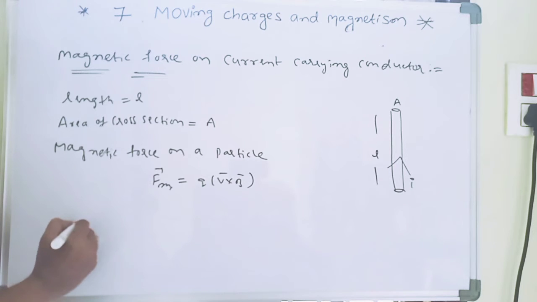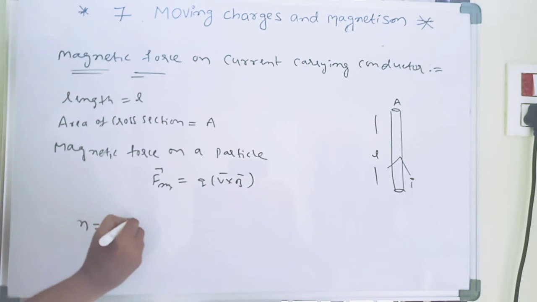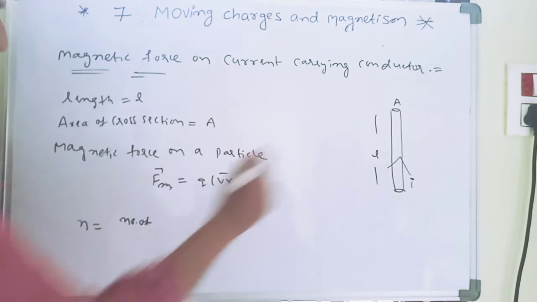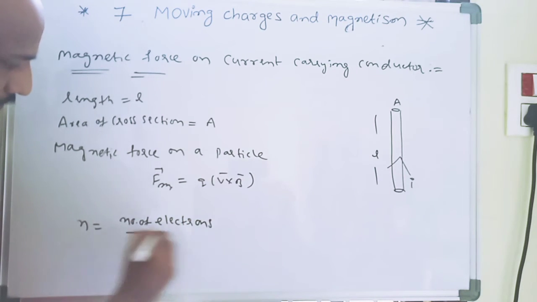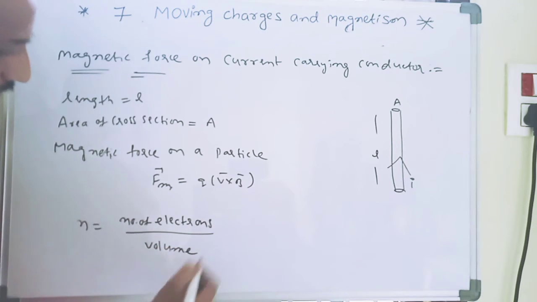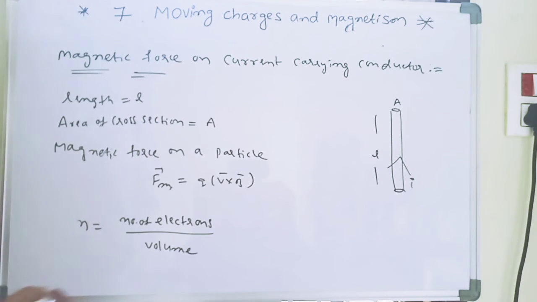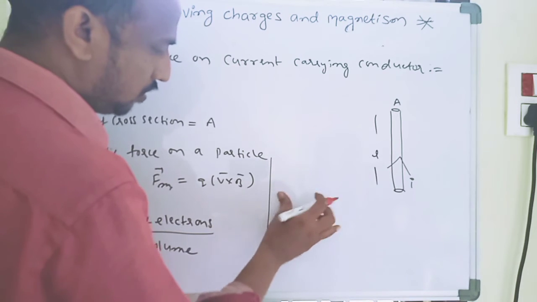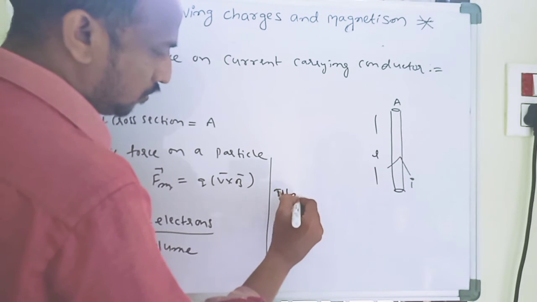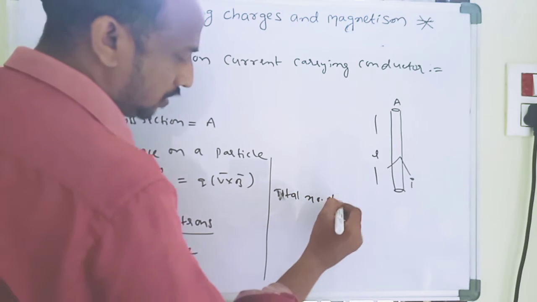N is equal to number density. So number density is equal to number of electrons per unit volume. This length is L, that's why I am writing number of electrons per unit volume. So what is the number of electrons? Number of electrons means total number of electrons.